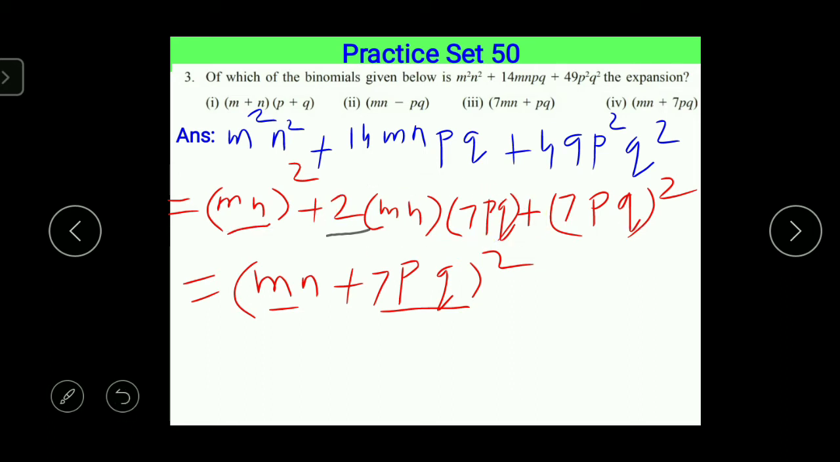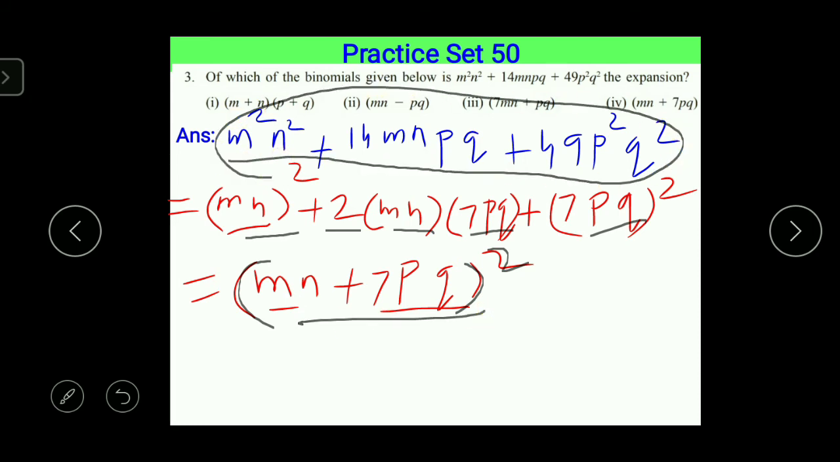Let's check, students. When we check, we'll come to know 2 times 7 is 14, right? mn, right? pq, right? So that means we have done it right here. So this is right, students. So now we got the answer. Now what I'll do, students, this is nothing but A² + 2AB + B². So we can directly write (A + B)². So this expression which we have written over here is the expansion of this (mn + 7pq), students. mn + 7pq.